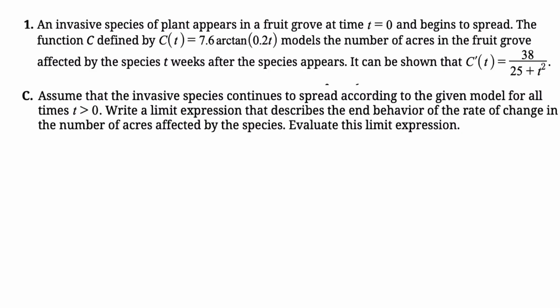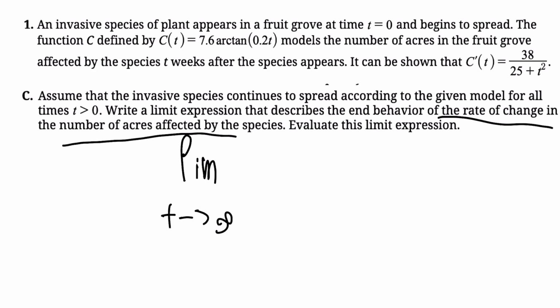All right, now part C. Assume that the invasive species continues to spread according to the given model for all times t greater than 0. Write the limit expression that describes the end behavior of the rate of change in the number of acres affected by the species. So what we need is to evaluate the limit as t approaches infinity. And since here we're doing the rate of change of c, not c, we're going to take the limit as t goes to infinity of c prime of t.